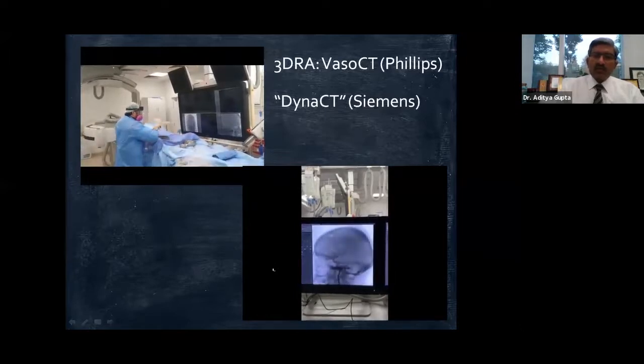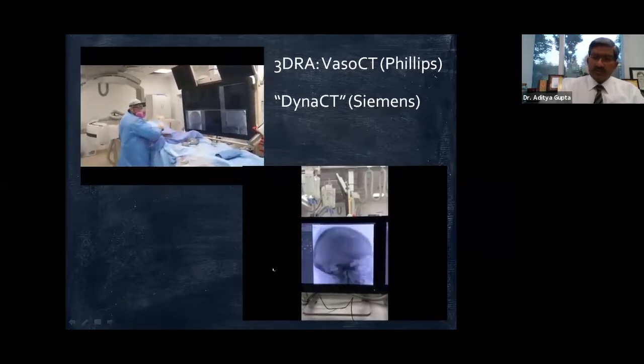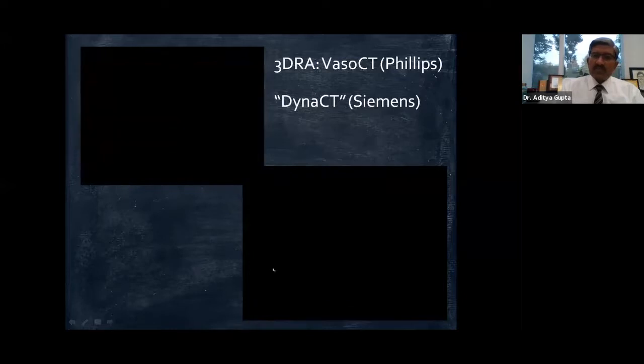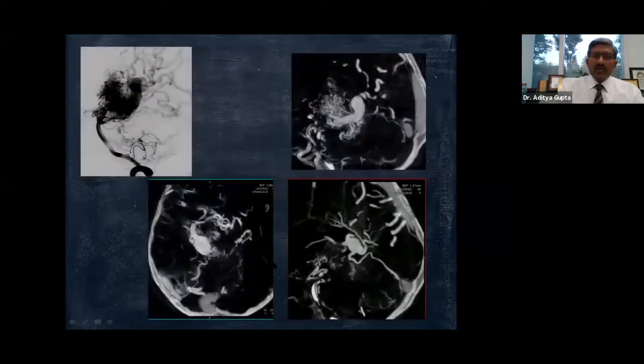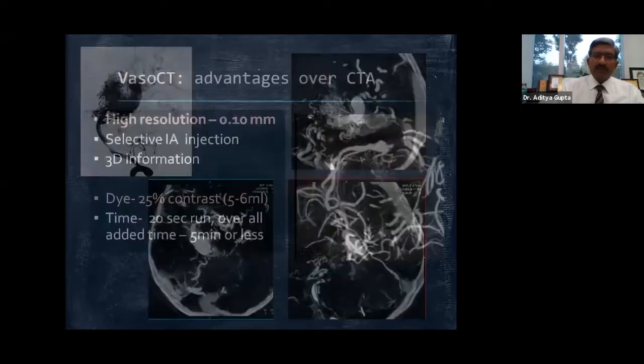And in our center, what we use is the Philips system, and what this is called is the Vaso CT. In a Siemens system, it would be called a Dyna CT, but essentially it is a very fine quality cone beam CT. And in case of an AVM, for example, it gives us a wealth of information, not only about the AVM nidus, but about the presence of other vascular structures in the proximity of the AVM.